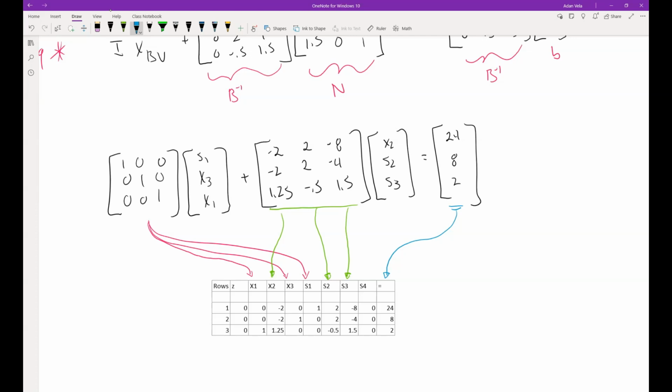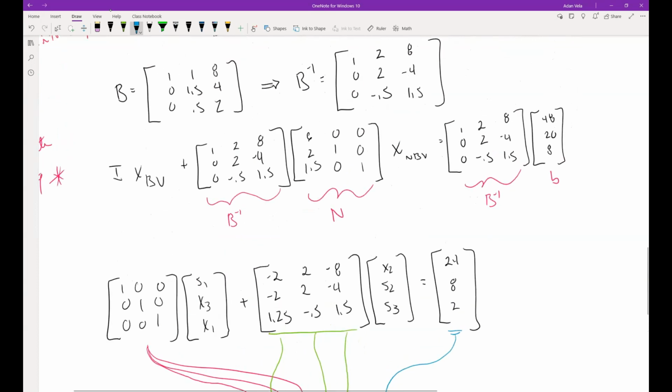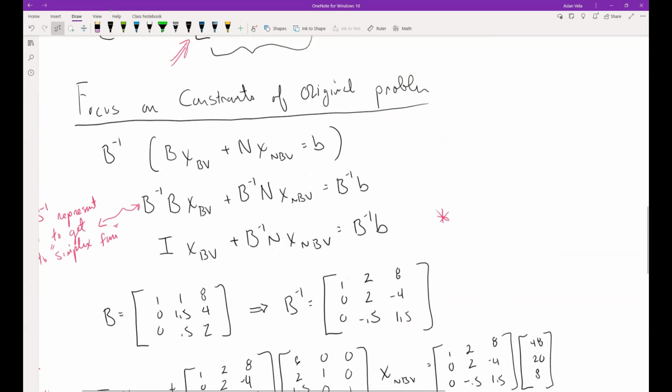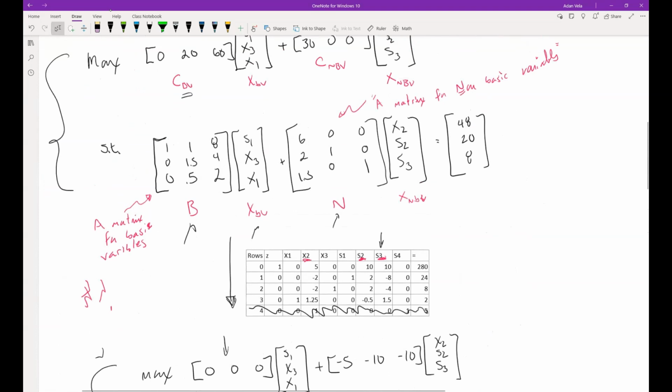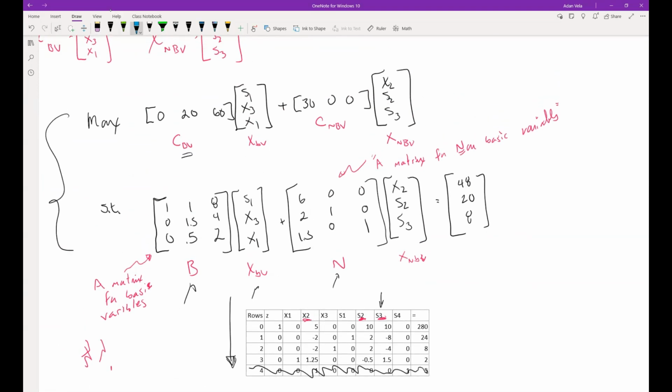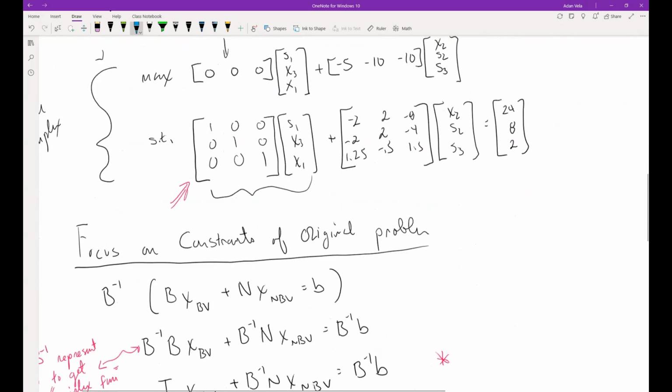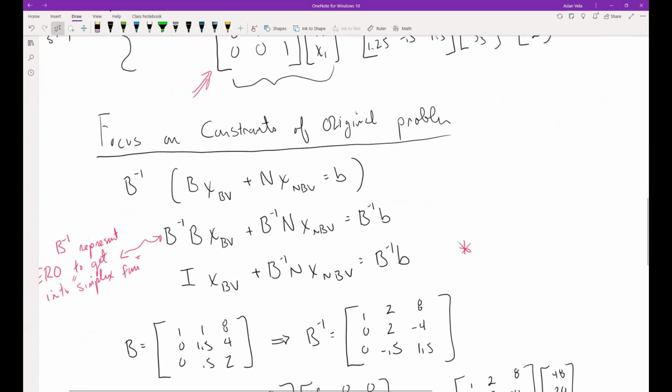Again, this is going to become helpful as we start doing our sensitivity analysis, because we're going to talk about what happens when we change CBV a little bit, or what happens when we change CNBV a little bit, or what happens when we change the right-hand side a little bit. We're going to be able to track those changes using the equations here.